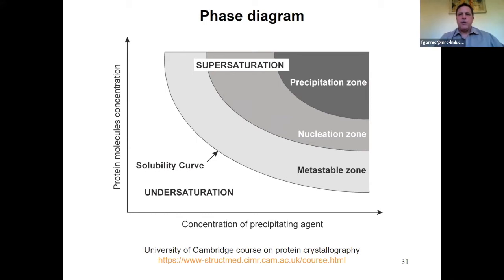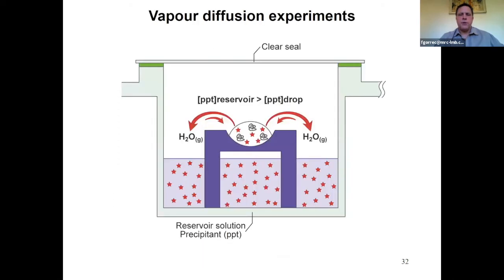This type of phase diagram you may be able to do for some small stable monomeric proteins, but in most cases you won't be able to see such clear zones. And that's just a representation of this.